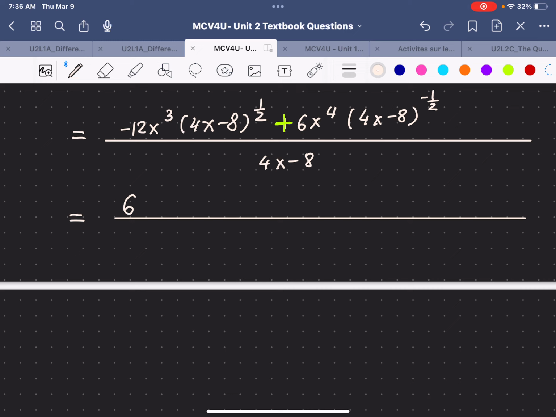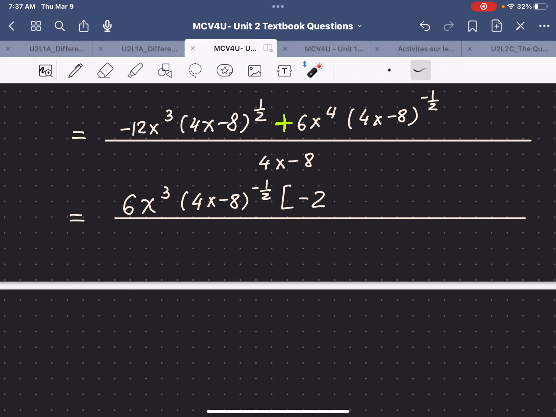And then x cubed and x^4, we can take out x to the power of 3. And as you can see, we have 4x minus 8, a common factor. Here is power one half. Here is power negative one half. And we know that when we take out powers, we take out the smaller power because that's what's common. And negative 1 over 2 is smaller than positive 1 over 2. So that comes out. And the rest of the expression now becomes, let's take a look. So negative 12x cubed divided by 6x cubed will be negative 2.